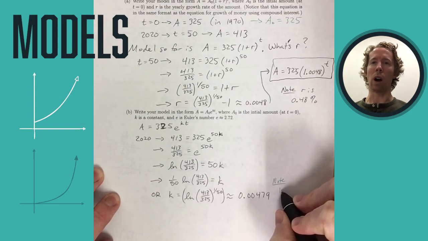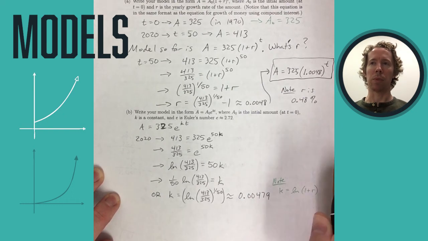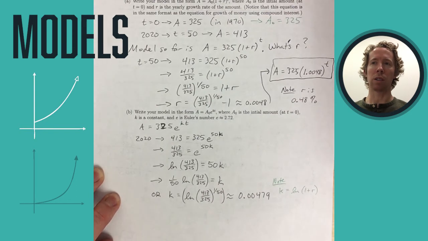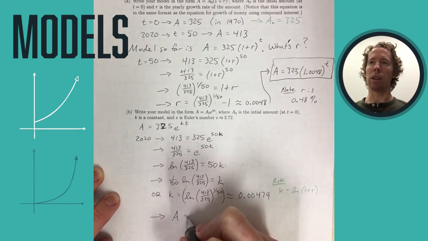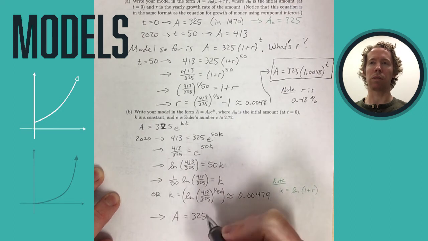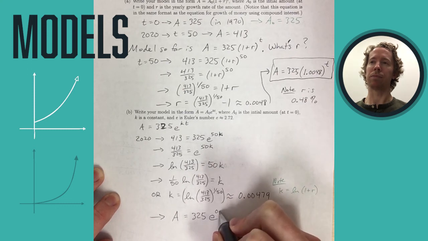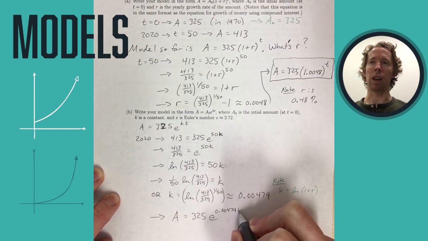You can show why they're very close using calculus. And what I'll tell you is that the smaller r is, the closer k will be to r. If you let r get bigger, like 10%, 20%, 30%, then the k will be a little bit more off from r. But here they're almost exactly the same. So we just go back and plug in that number for k in the model.